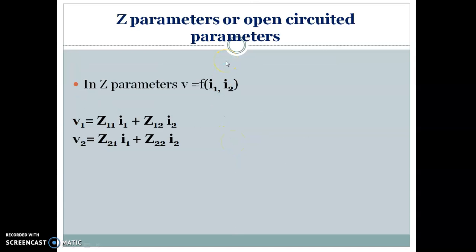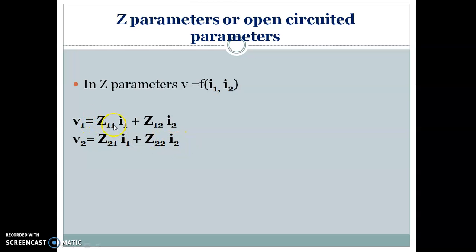Z parameter, or open circuit parameter. In the Z parameter, Z denotes impedance, so it is the impedance parameter. The voltage is represented as a function of current, so we have the relation V equals Zi. Here we make it a linear equation. We express the voltage at port 1 and port 2 as a function of I1 and I2. So V1 is written as Z11 I1 plus Z12 I2, and V2 is written as Z21 I1 plus Z22 I2.